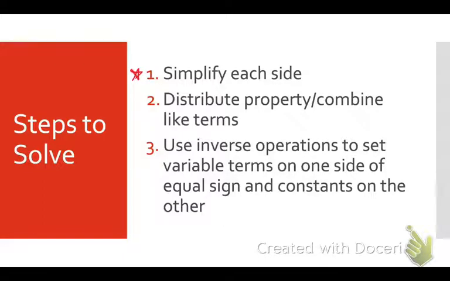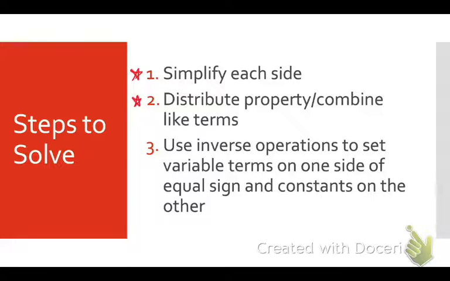Step number 2, if you see any parentheses and numbers in front, you need to distribute that number. So multiply, use the distributive property. You also want to combine like terms. And so we're talking about each side of the equal sign. So you look for things to distribute and then like terms to combine.